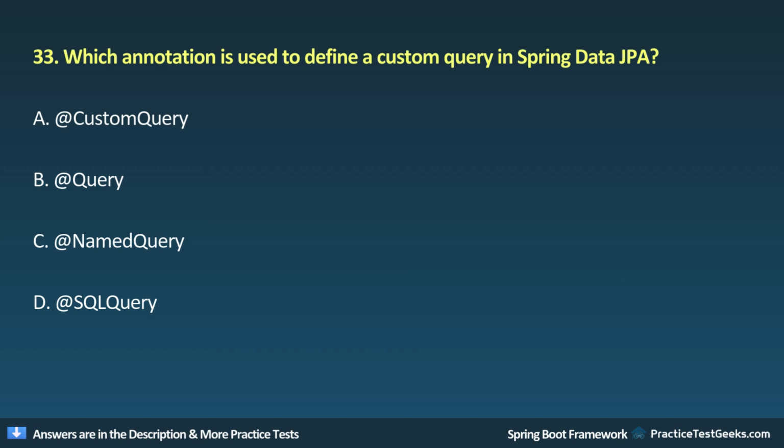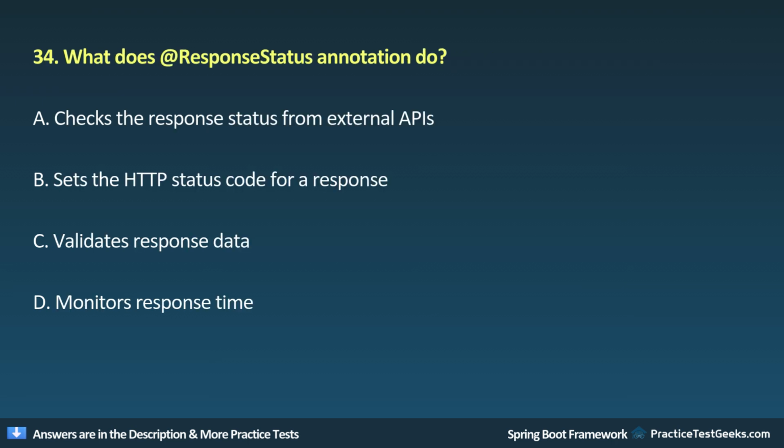A. @CustomQuery. B. @Query. C. @NamedQuery. D. @Query. 34. What does the @ResponseStatus annotation do?